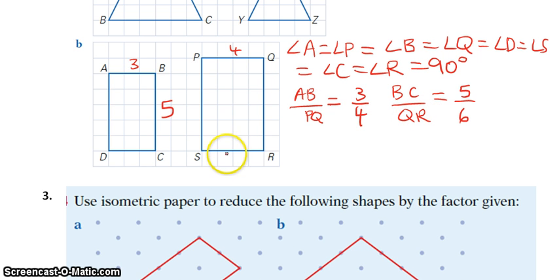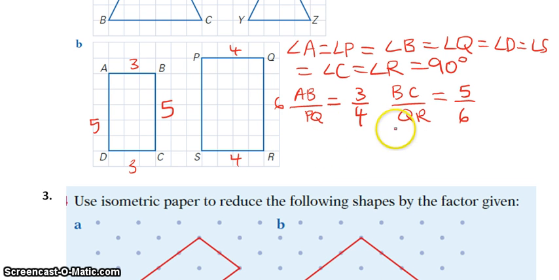Okay, so that would be 4 again, and that would be 3, and that would be 5. But it's the matching sides that need to be in the same ratio. So this side needs to be in the same ratio as this side, or that over that, and that over that, and that over that. So you need to decide whether these two figures are similar. And by looking at them, it seems that they are similar.